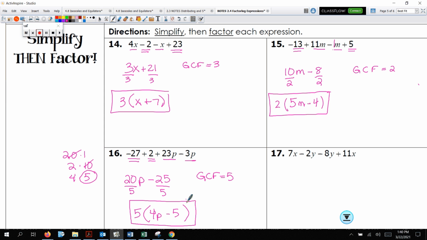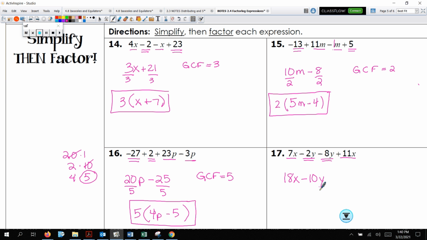Beautiful. All right, 17 is a little strange because I have more than one like term here. We'll just keep it in alphabetical order. So we have 7x and 11x. 7 plus 11 is 18. Then I have negative 2y and negative 8y. Negative 2 minus 8 is negative 10y.